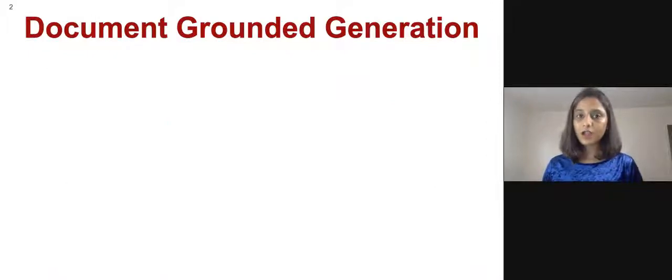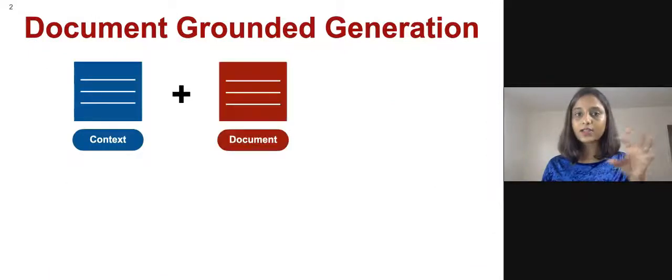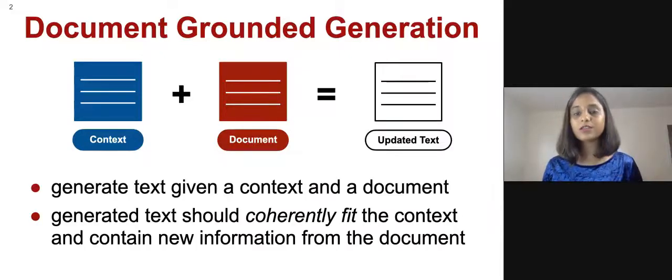The document grounded generation task entails a context and a document relevant to this context, and the task is to generate text given this context and the document. The generated text must coherently fit the context and contain new information from the document. This is a high level view of the document grounded generation task. To make it more concrete, I'm going to talk about two specific tasks in the next two slides.